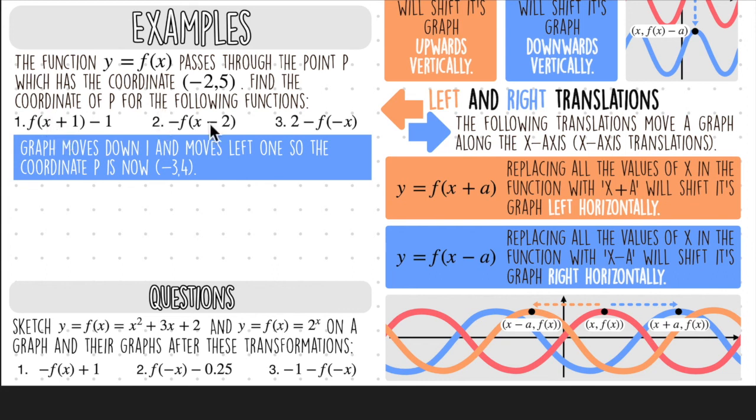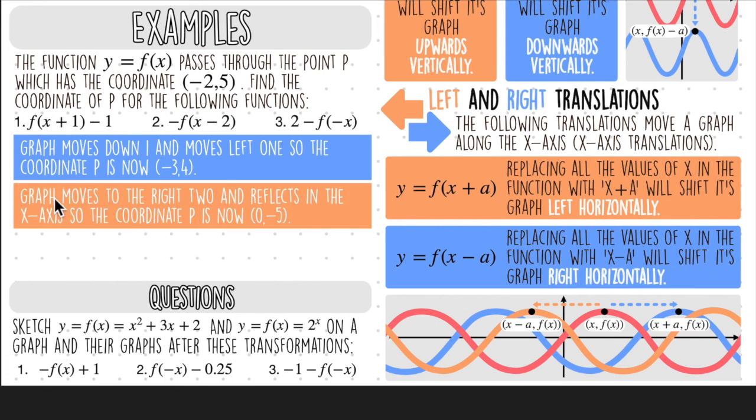Right, question 2. Here, the graph is moving by 2 points to the right, and it is being reflected in the x-axis. If the graph is moving 2 points to the right, then that means the x-coordinate must change and it must increase by 2. So -2 plus 2 is 0. So that's the x-coordinate. And we know that the graph is being reflected in the x-axis. So the y-coordinate must be flipped, i.e. it must become negative. So we have -5. So the coordinate used to be -2, 5, and it's now 0, -5.